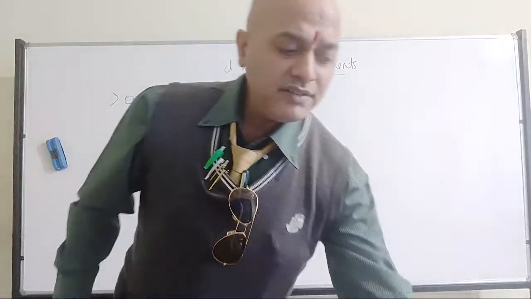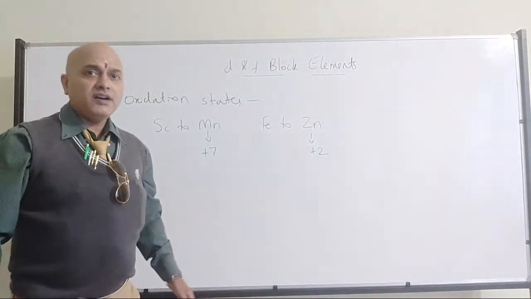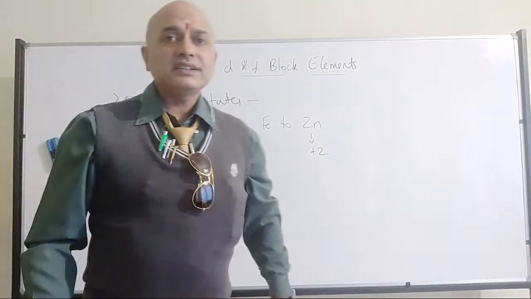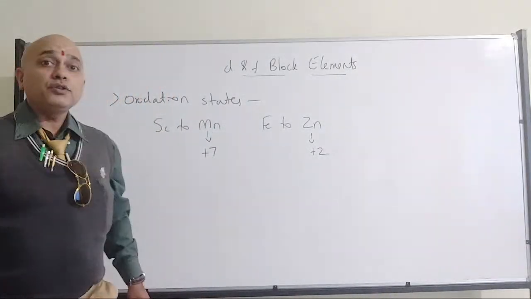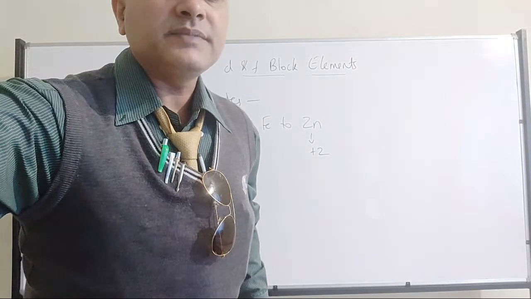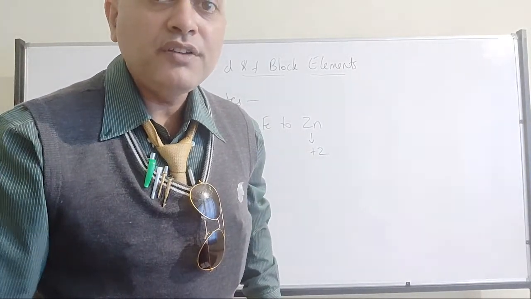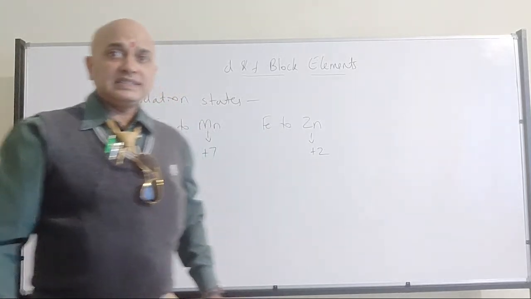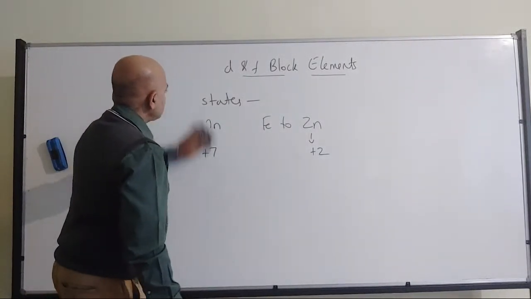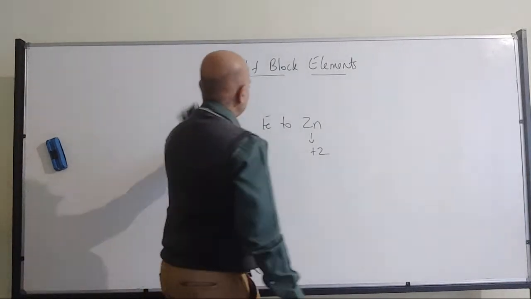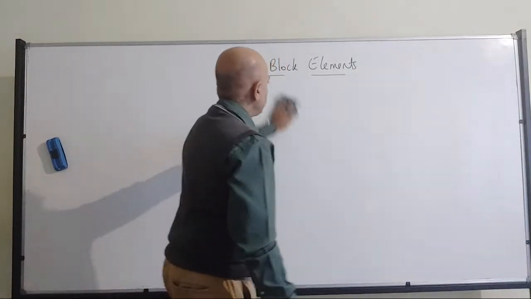Then you people have written about higher melting point and all. Yes, that we discussed not in the last class but before that, and that is related to physical properties. Yes, manganese is the one which will have the highest oxidation state, that is +7.